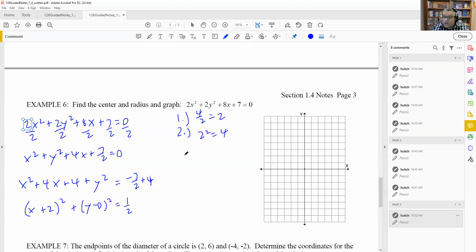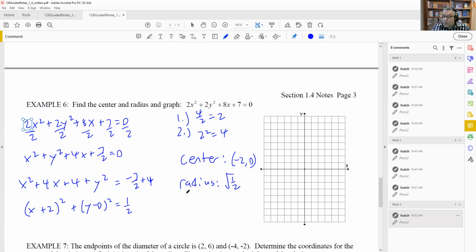Okay. Now the center here is the opposite sign of what I see inside the parentheses. So -2 and 0 is what I have for that one. Now for the radius, it's always the square root of the number I have after the equal sign. So the square root of 1/2 is what I have there. And you can write that answer in MyOpenMath. That's okay. That answer would be acceptable.